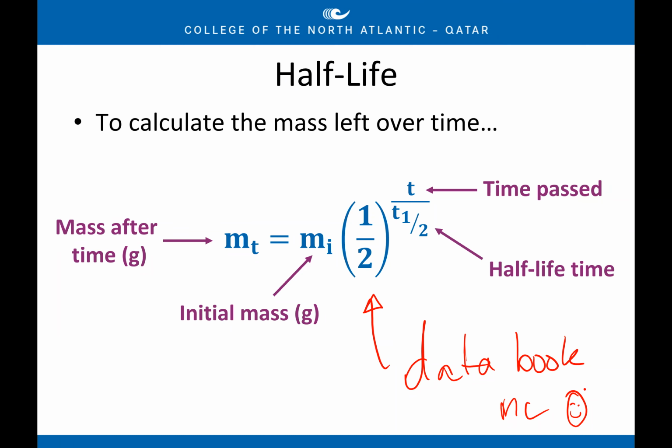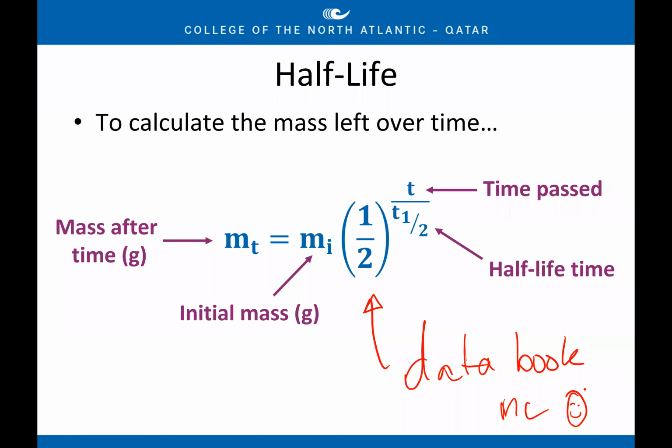So what do all these letters mean? And again, this is in your data booklet. MT is the mass after some time. I don't know what the time is. It could be 100 days. It could be 1,000 years. But MT is the mass after the time T. MI is the initial mass of the chemical you have.